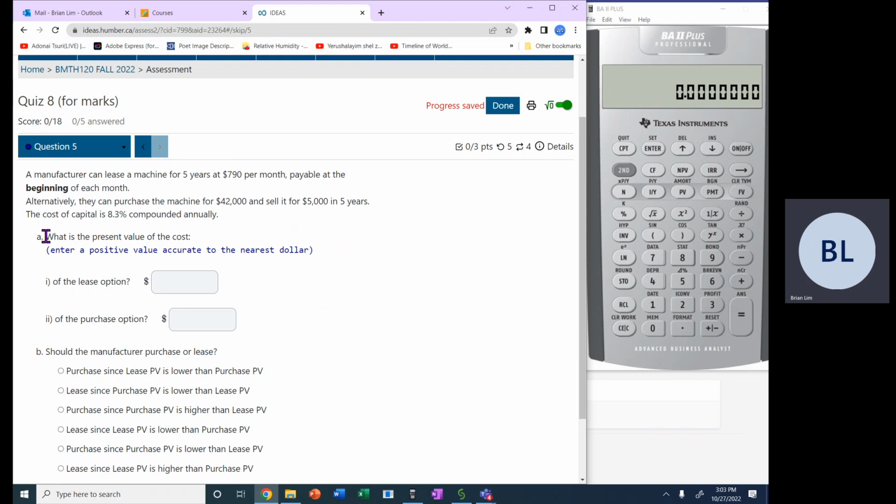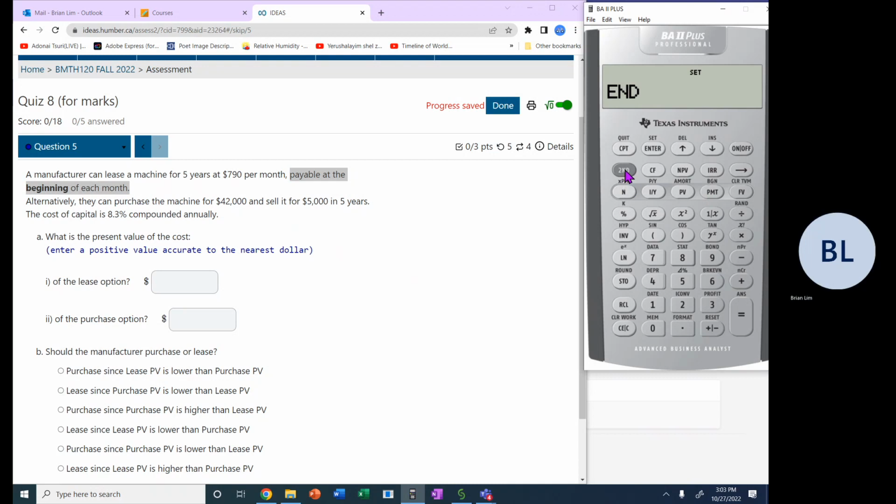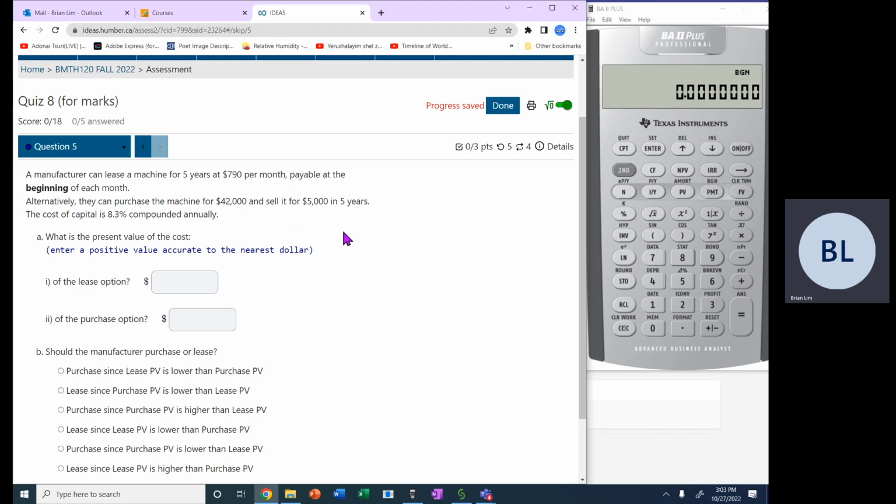Now, what is the present value of the cost of the lease option? Let's do that one first. So we have to start with the payments being at the beginning of each month. So let's put the calculator into the begin mode, second PMT, and second enter. Now it's begin, the display is in the top right corner. So let's quit that option and start our input.